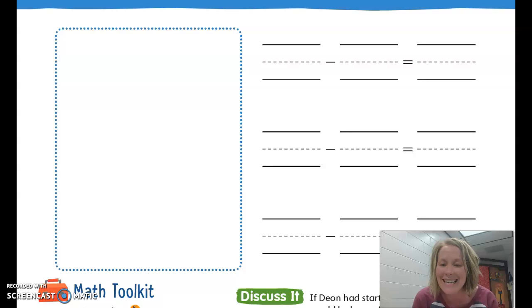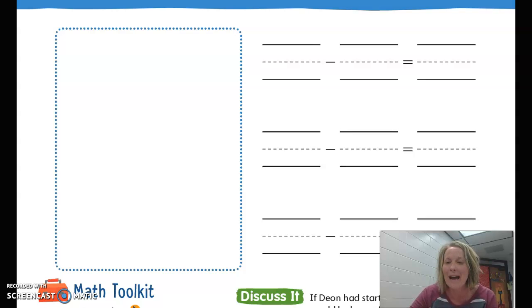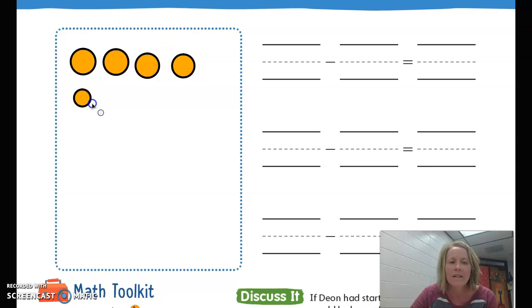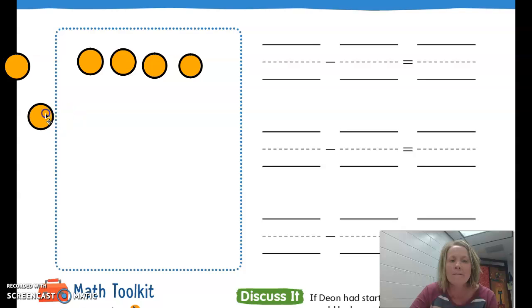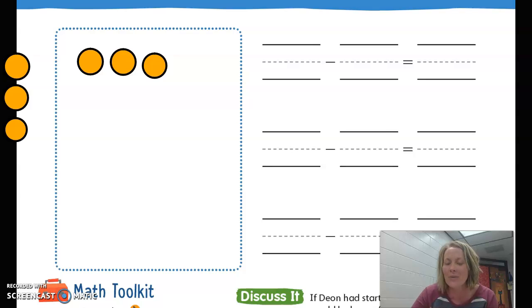Dion has 6 blocks. How many blocks does Dion have? You're right, he has 6. So I'm going to put my 6 counters up. Can you put your 6 counters? All right, he has 6 blocks. 3 blocks. He gave 3 to his friend. He gave 3 blocks to his friend. So let's move 3 away. 1, 2, 3.